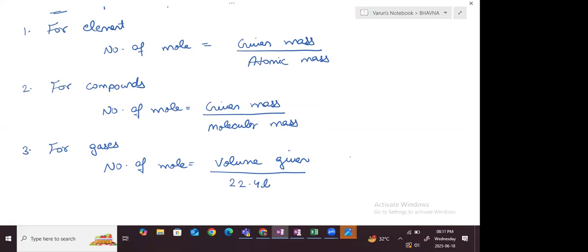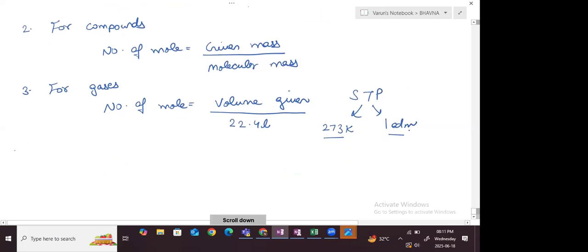What is the standard temperature and pressure? The standard temperature is 273 Kelvin and the standard pressure is 1 atm pressure. This is my standard conditions. atm is atmospheric pressure. These are my STP values. Now just try to do this question.